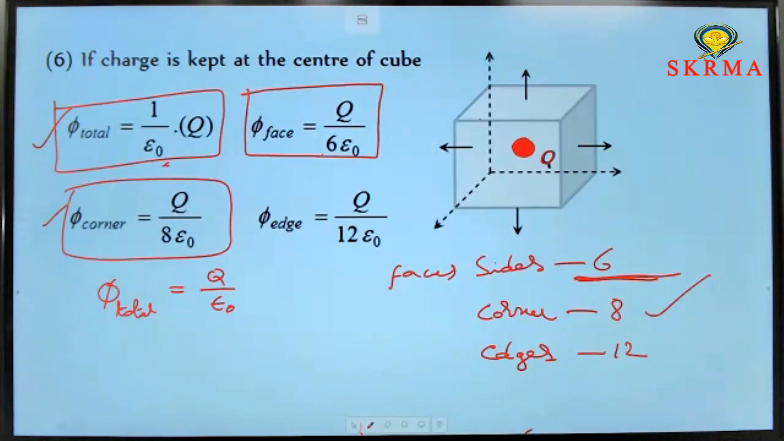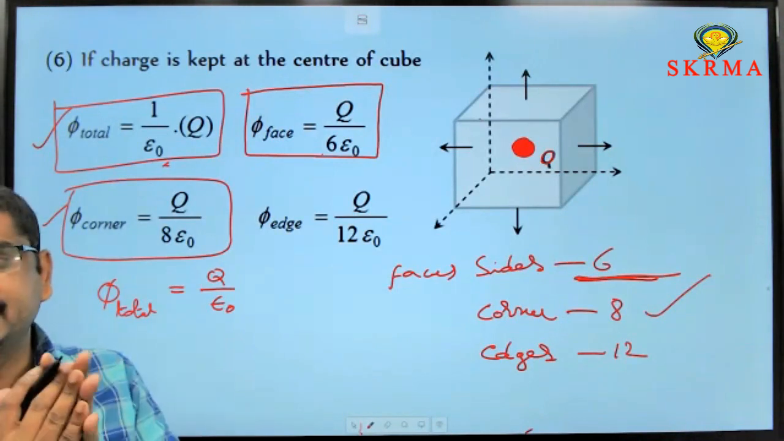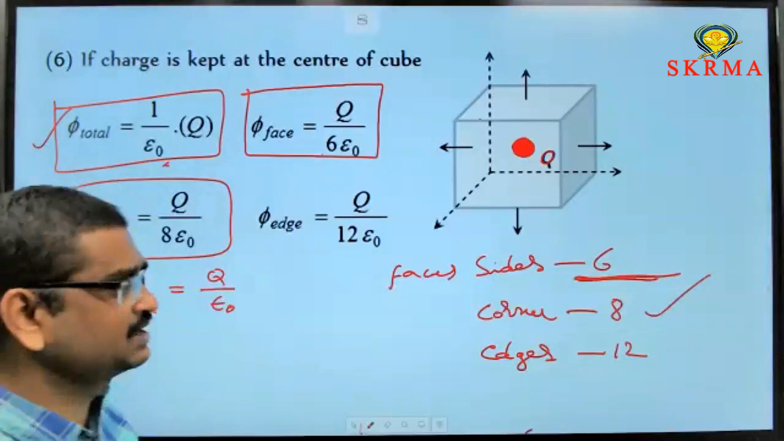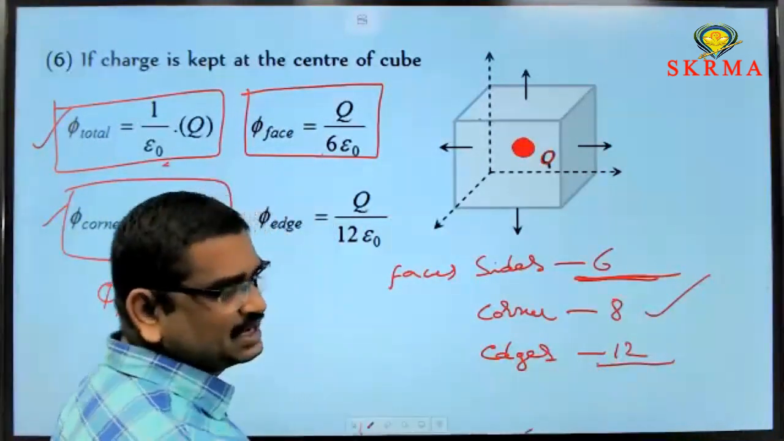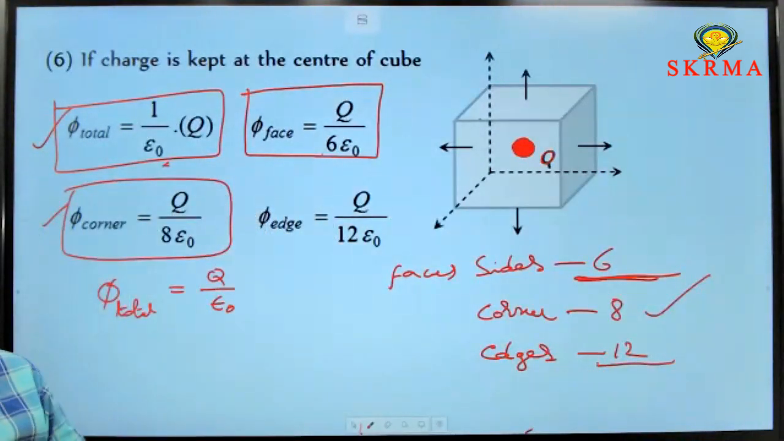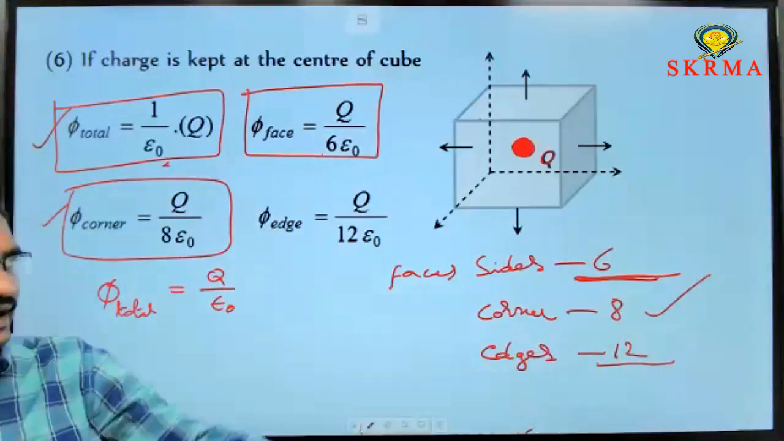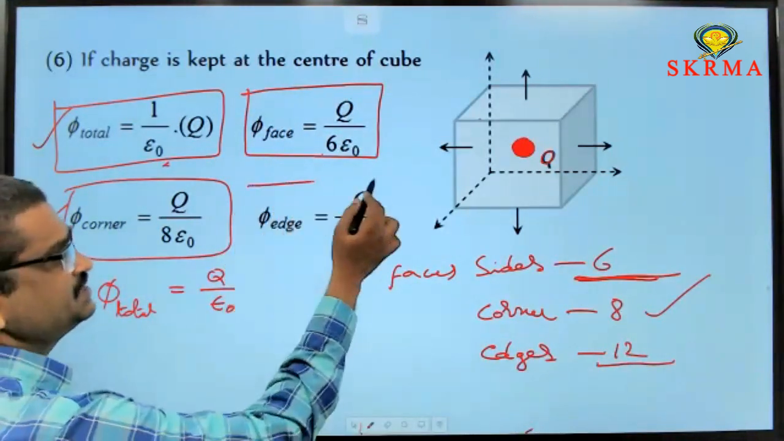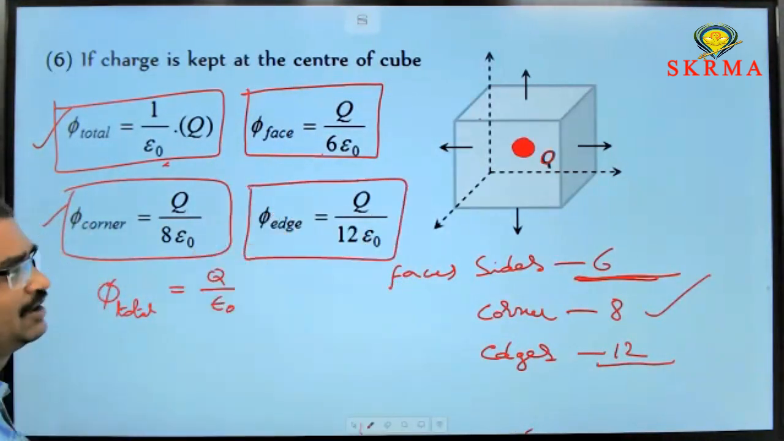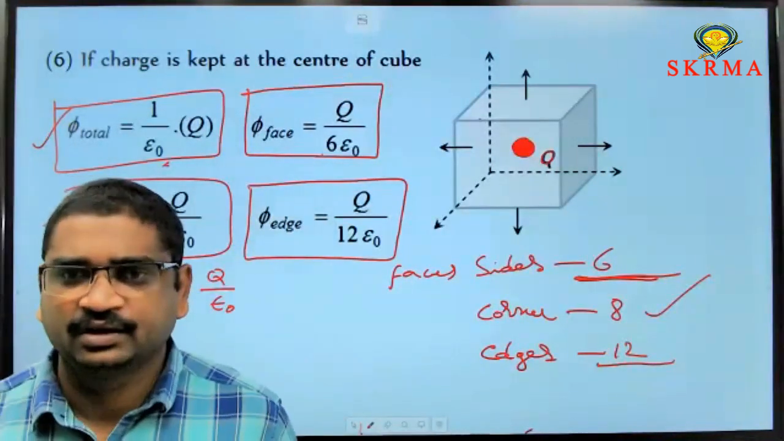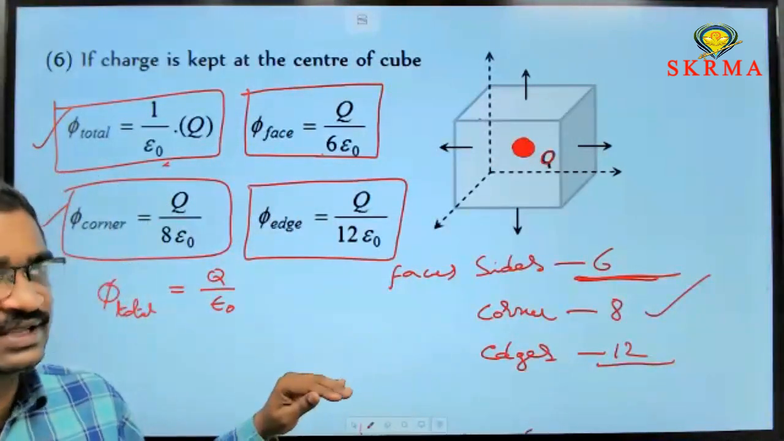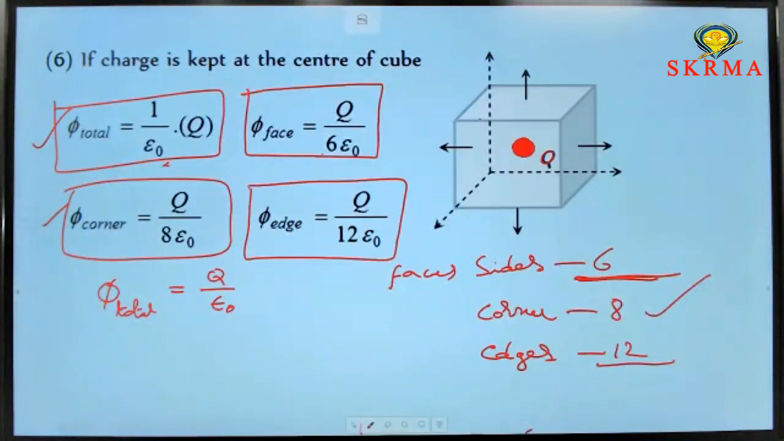Next, similarly, flux passing through each edge. How many edges are there? 12 edges are there. So flux passing through each edge is Q by 12 epsilon naught.